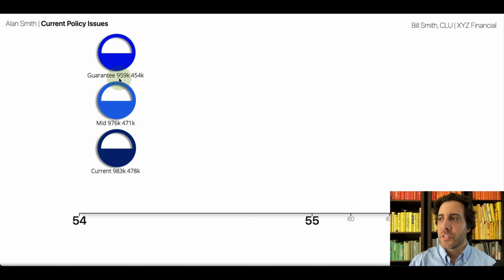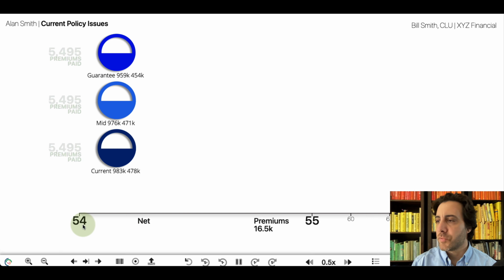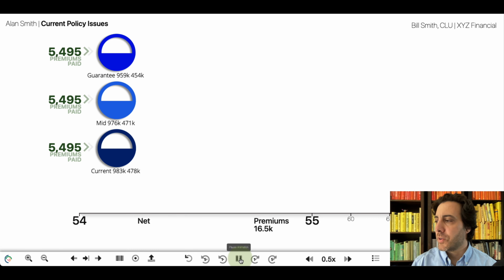The first value is always the death benefit, and that dictates the circumference of the circle, the life insurance policy. The second value is always the cash value, and that's the blue growing inside the death benefit circle, looking to fill it up, hopefully. So let's play this at half speed. Press play. We're at age 54, and I'm actually going to pause it here on the premiums.